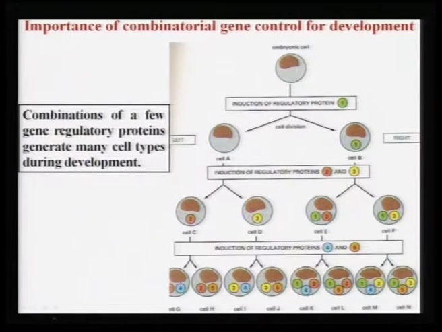This is the combination of a few regulatory gene proteins, as you can see here, that can actually induce differentiation and form a large number of cells. So, this is the embryonic cells, it can be stem cells.